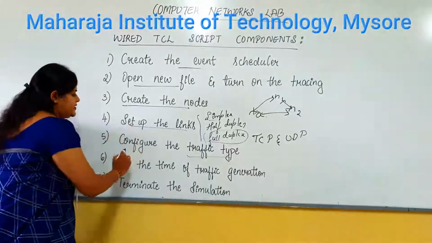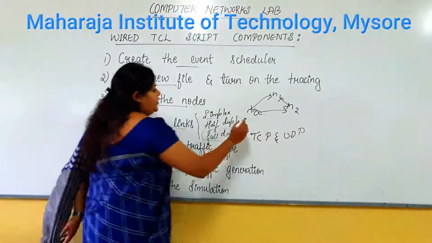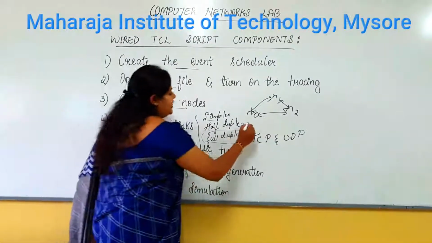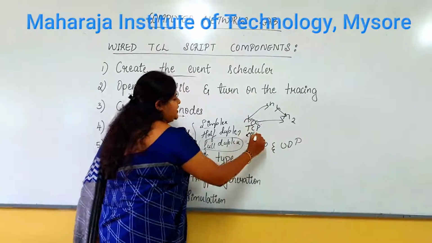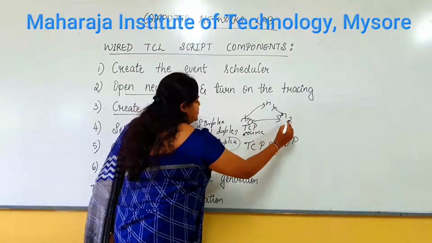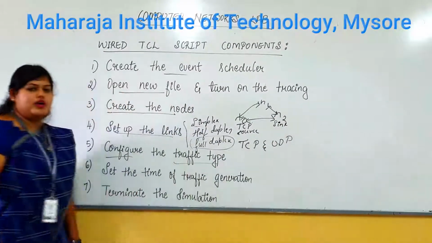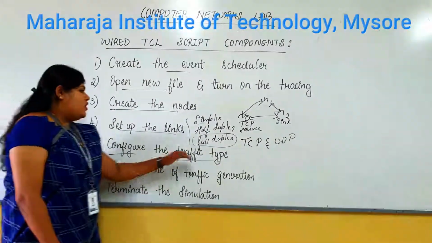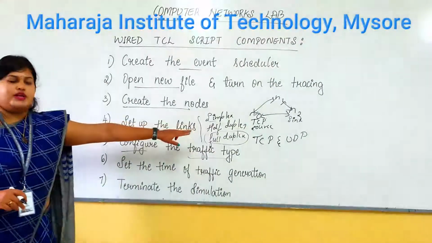So likewise, next we need to configure the traffic type so that we can attach the agent. It might be a TCP for the source. If you consider a node as the source and N2 as the destination, which we call the sink. So likewise, we are going to attach the required agents to the required nodes of the topology.